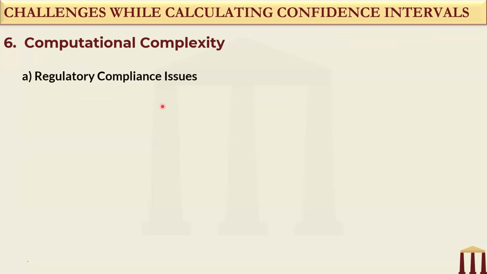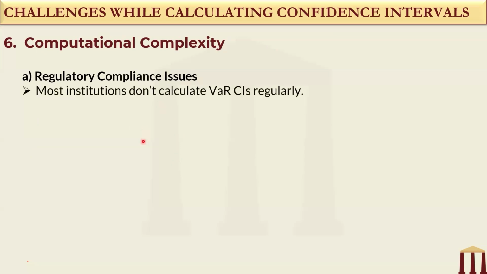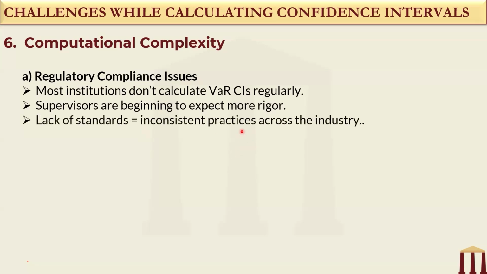So we can look at the regulatory expectations and something we call RNIV, which I was saying earlier will be discussed, or risks not in VaR. See, here's what's puzzling. Most institutions still do not calculate confidence intervals for VaR regularly, even though supervisors are beginning to expect more structure around this. Okay, so there is no consistent regulatory requirement, and that's why you have inconsistent practices across the industry.